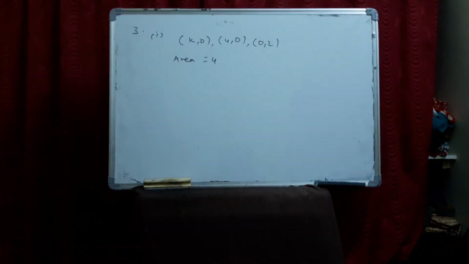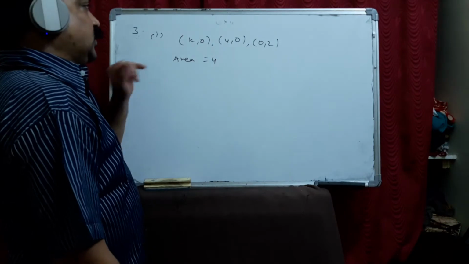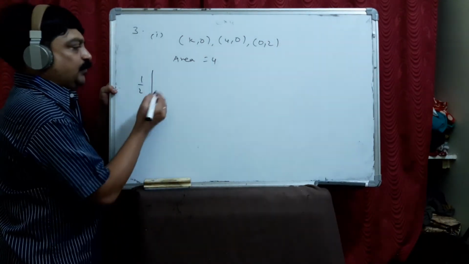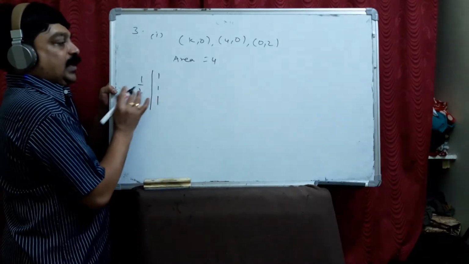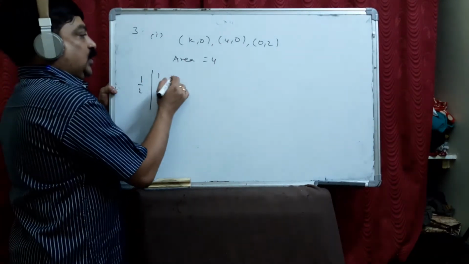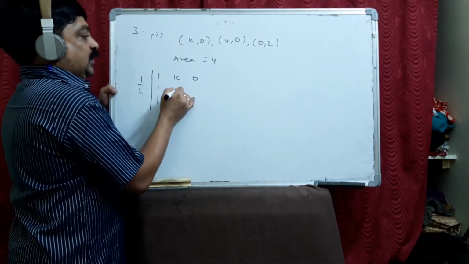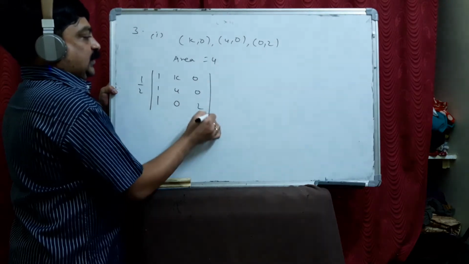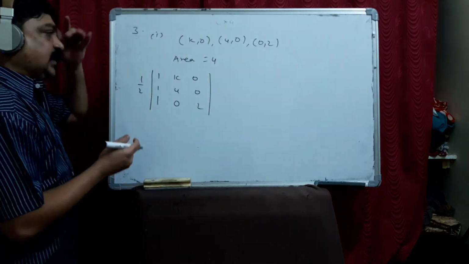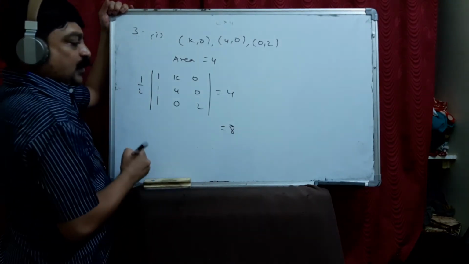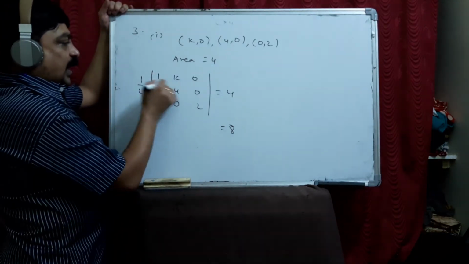In the third question, you are asked to find the value of an unknown, k. The given area is 4. Let us apply the formula: 1 by 2 of the determinant of x1 y1, x2 y2, x3 y3. Collinear means no need to apply the 1 by 2, but here be careful. Let us expand this; that is equal to 4. Take 2 across by cross multiplication with 4, it becomes 8. Now expand this.